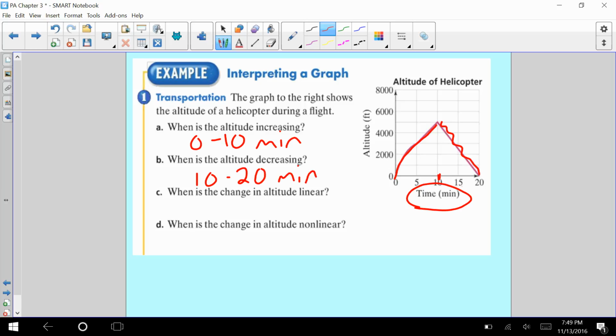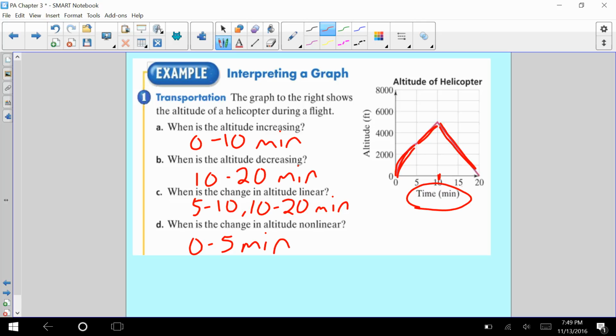When is the change in altitude linear? Let me erase the lines I just drew. So linear, it makes a straight line. It makes a straight line here and over here. We have to do those separately because they're separate straight lines. So we have 5 to 10 minutes and 10 to 20 minutes. And when is the change in altitude nonlinear? Well, we've got a little curve right here, so that's 0 to 5 minutes.